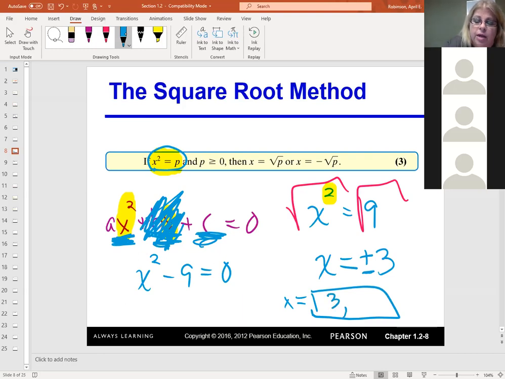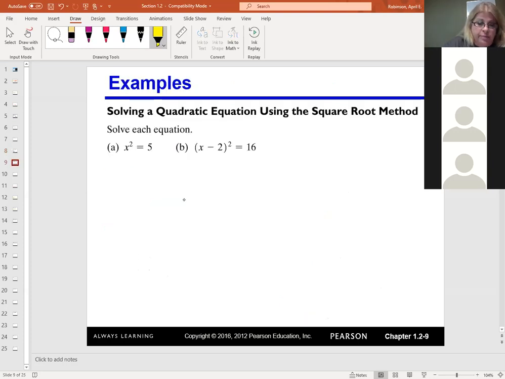So you'll type 3 comma negative 3. I haven't checked to see if there's a plus or minus button. If there is a plus or minus button, feel free to use it. But sometimes in the directions, it'll say, write all your answers and separate them with a comma. So just do whatever the fine print says. So that's the square root method.